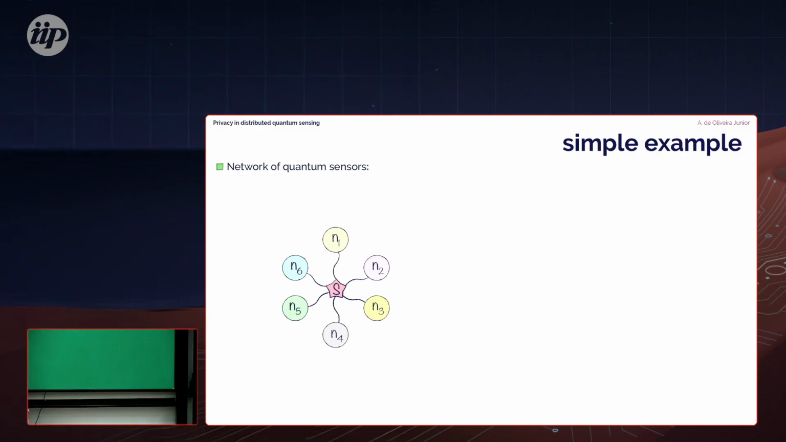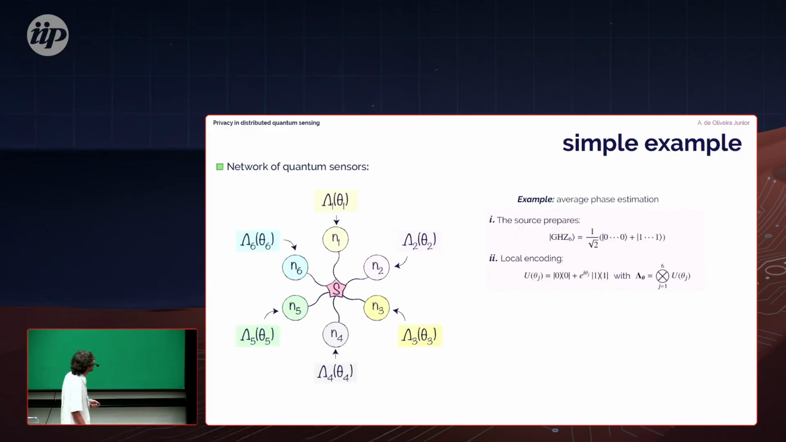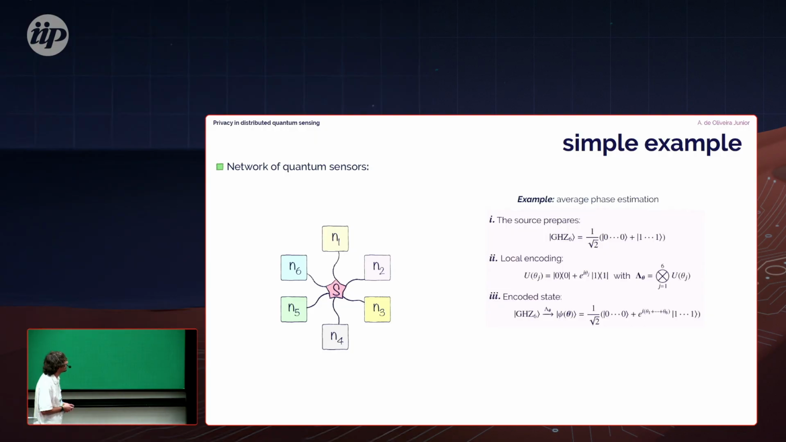To make this problem simpler, we can think in the paradigmatic case where we would like to estimate the average phase. So, for instance, suppose that the parties ask the source to prepare a GHZ state, the source prepares and distributes this state, then locally each party will encode some phase. This can be done by a general CPTP map. Here, for the sake of simplicity, I will assume just a local encoding, such that now the encoded state carries this information that was encoded in the network.